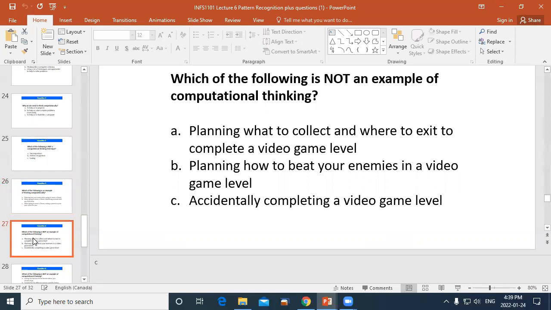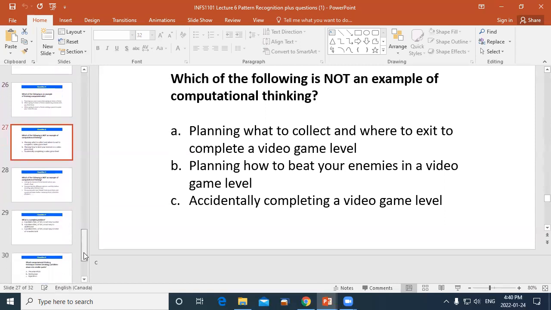So which of the following is not computational thinking? Oh, big clue in that one. They all got it. Yeah, I was saying C. I like that. Accidental. That's not computational thinking. The other one has the clue in the first word. Planning. When we're planning things, we're probably thinking in a computational way.